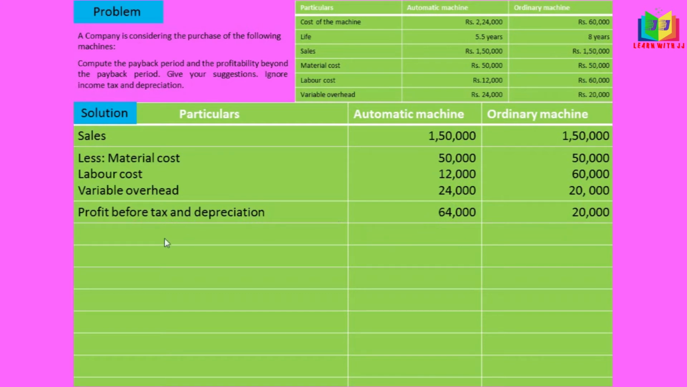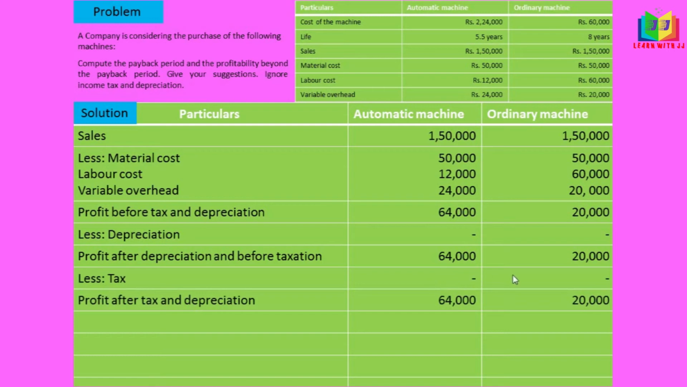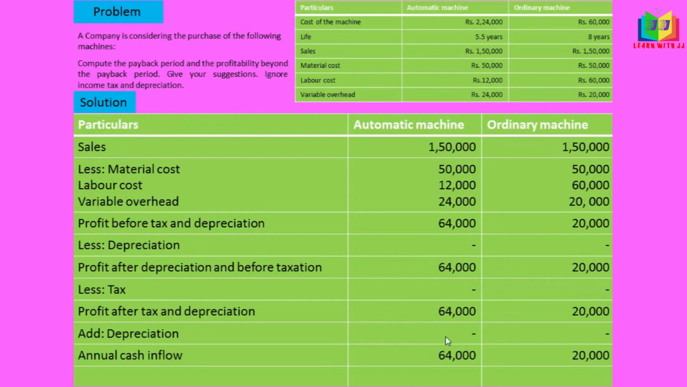Now as per the format, we have to subtract the depreciation. But in this problem, we don't have depreciation, so the profit will be the same. And now taxation, as per the format, we have to write, but we don't have, so we'll get the same profit again. And we have to add back the depreciation. Since we don't have the depreciation, we'll get the same profit as the annual cash inflow. So annual cash inflow is 64,000 for the automatic machine, and for ordinary machine it is 20,000.